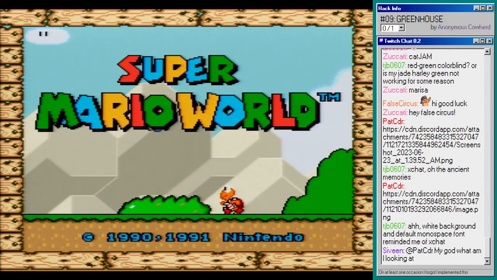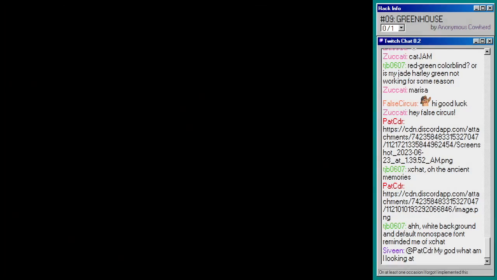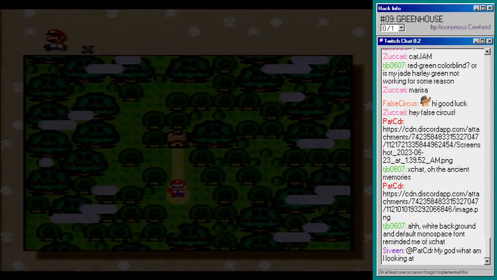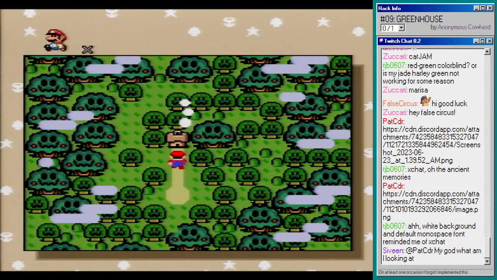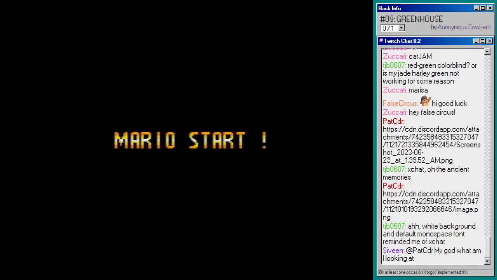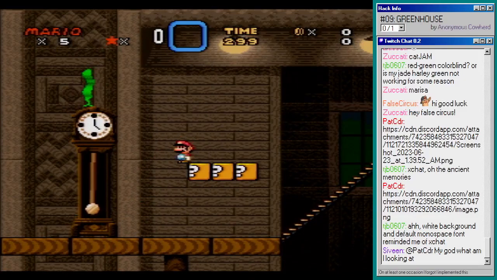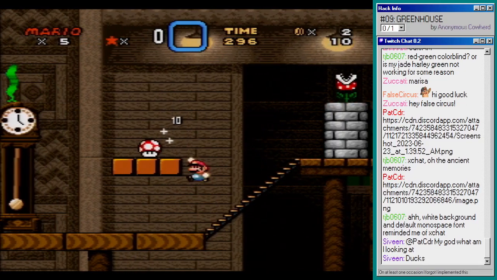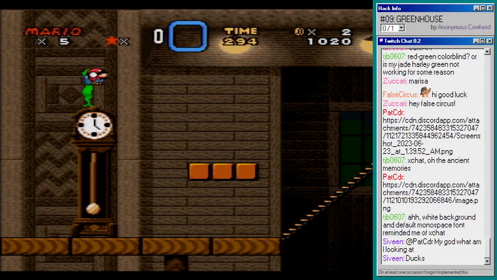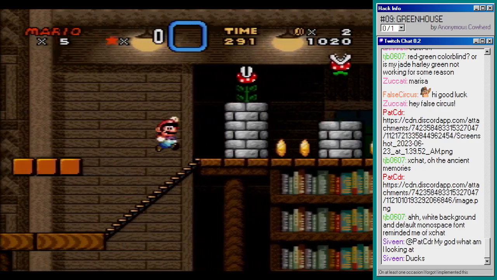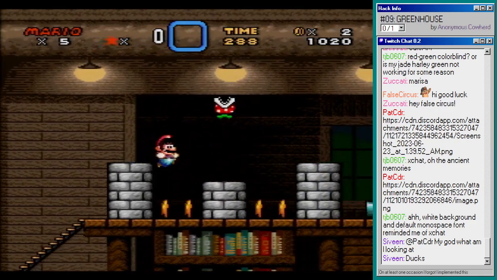Super Mario World is what you're looking at. The chat or the ducks? Greenhouse. I'm pretty sure I know what this is inspired by. Ooh, I love the clock animation there with the seaweed on it. Ducks. Okay, so ICFP contest 2007.